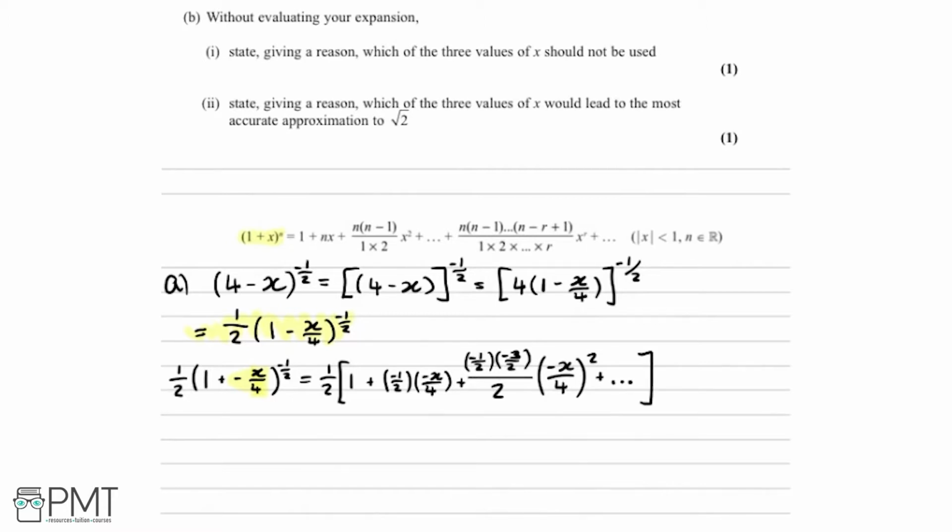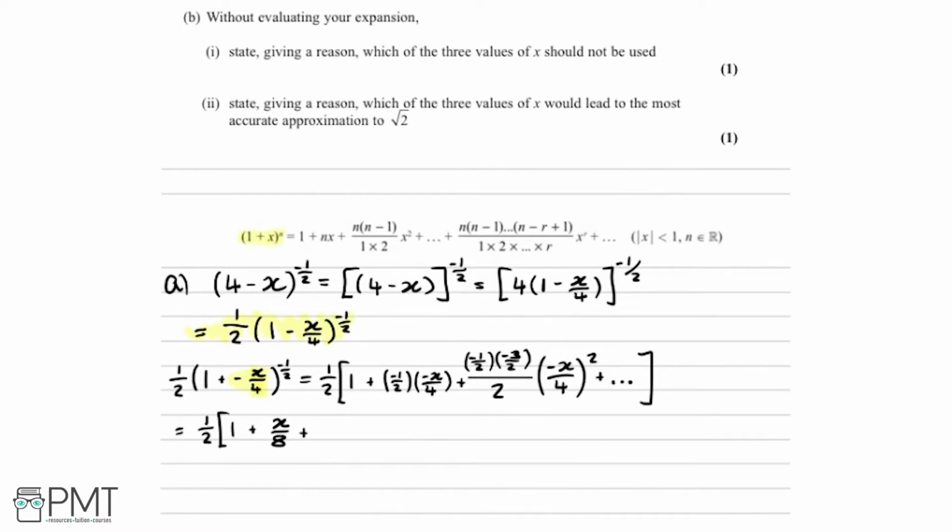However, in the question it says we only need to go up to the first 3 terms, so that's what we need to work out. Now we're going to multiply out these brackets a bit and tidy it up. So again, we've still got the half and the 1 here. Okay, so the minus a half multiplied by minus x over 4 is going to be x on the top over 8.